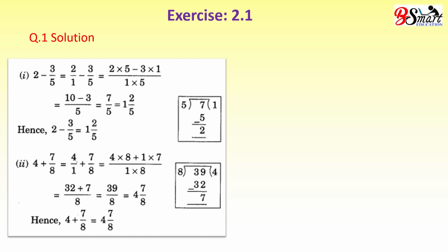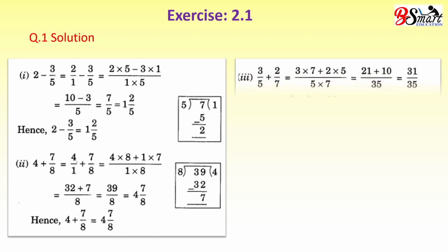So 10 minus 3 is equal to 7 by 5. Converting it into a mixed fraction, we get 1 integer 2 by 5. Hence 2 minus 3 by 5 is equal to 1 integer 2 by 5. Now all the remaining sub questions are the same.